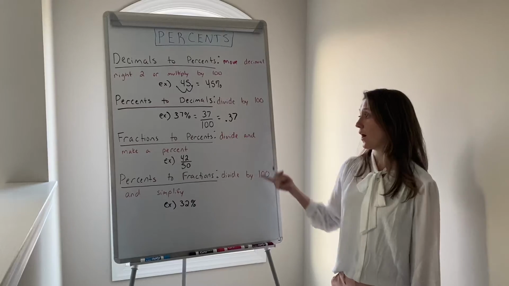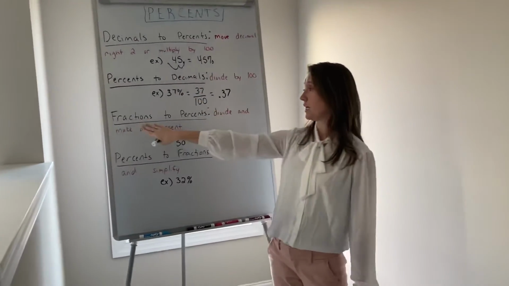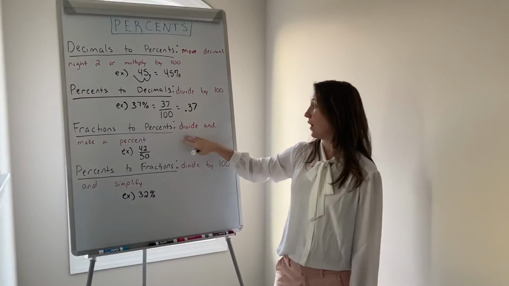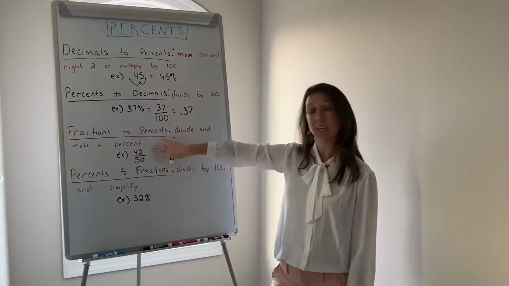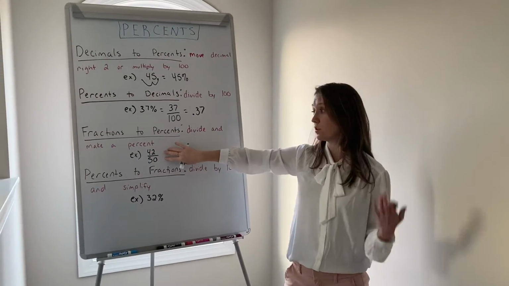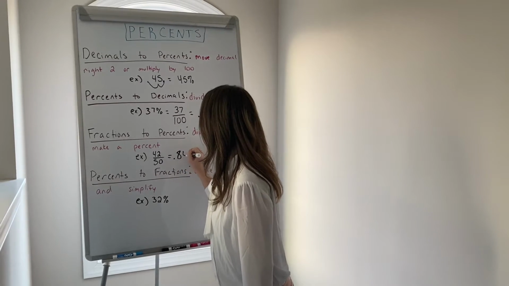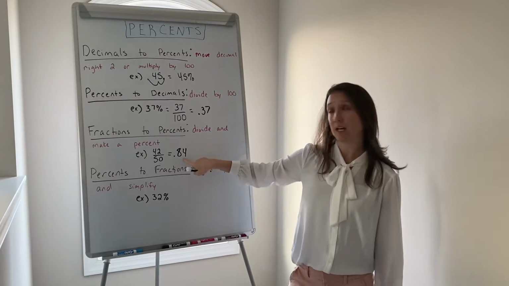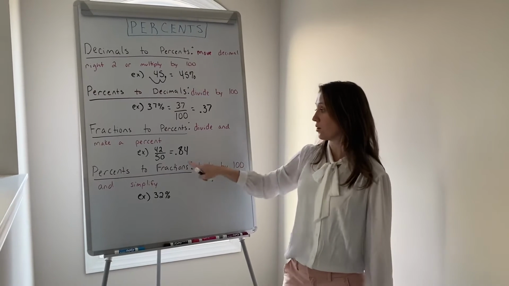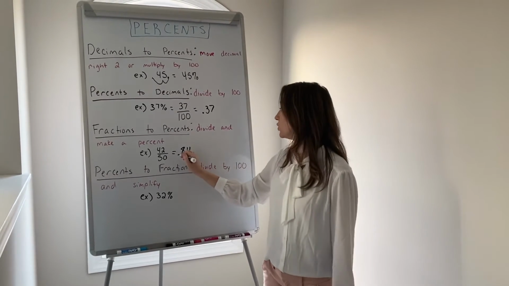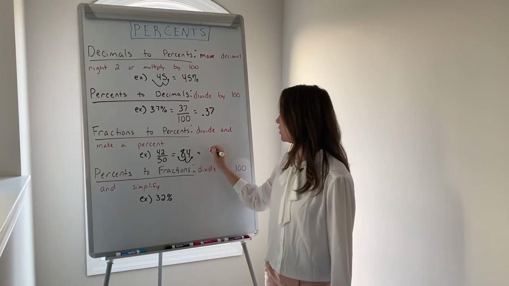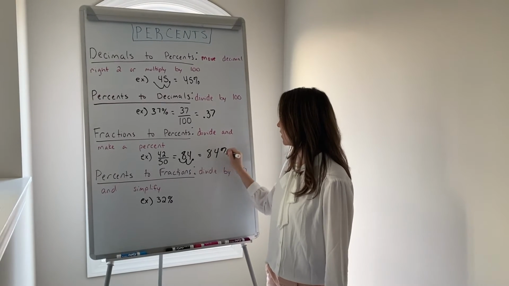Now, dealing with fractions. So if they give you a fraction and you have to write a percent, you just divide it and then make it a percent. So again, in your calculator, just divide 42 divided by 50, and you'll get 0.84. And then in order to make this a percent, do what we did in that first example. So either multiply by 100 or move this 2 places to the right, and you will get 84%.